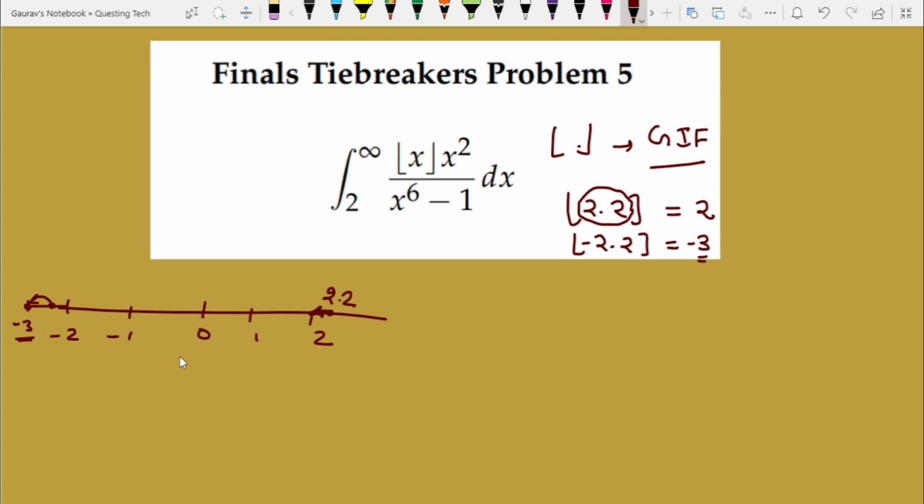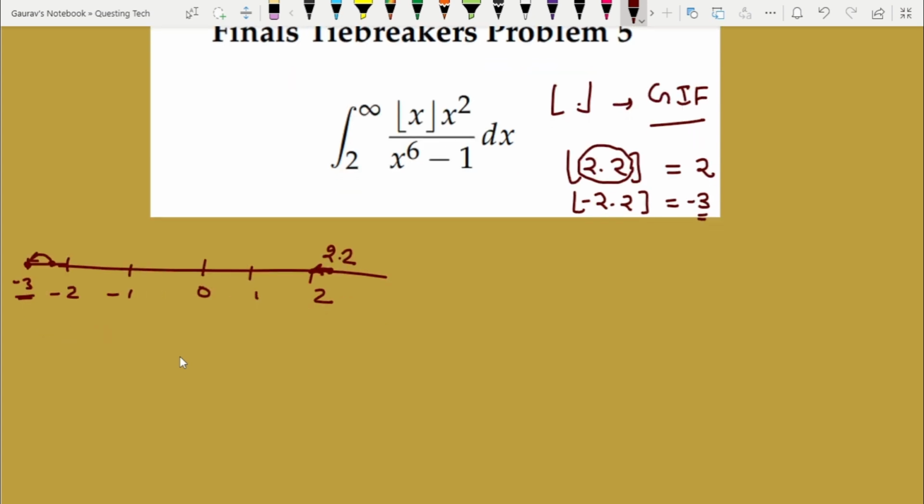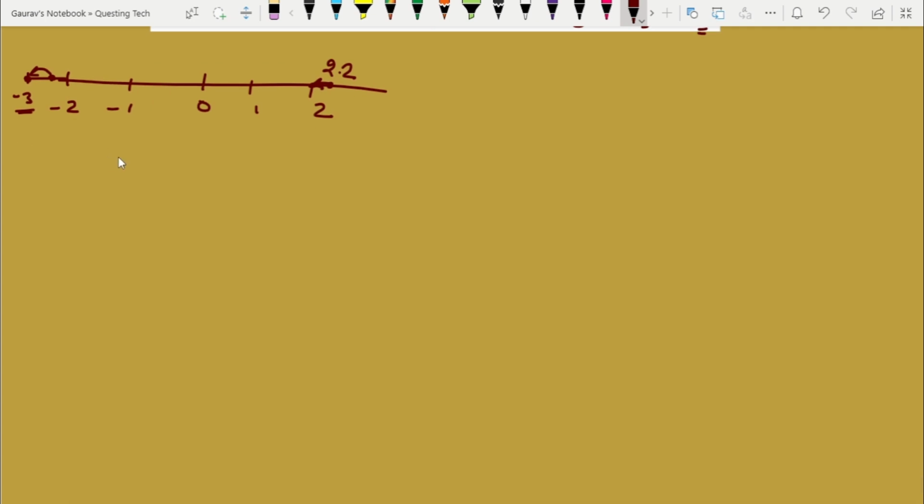Now what we are going to do is write the equation first. Like integral from 2 to infinity of greatest integer of x multiplied by x squared divided by x raised to power 6 minus 1 dx. Suppose we don't have this greatest integer, then what are we going to do? We see in the upper part that this is x square dx.